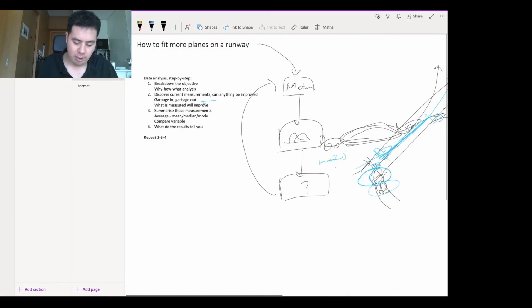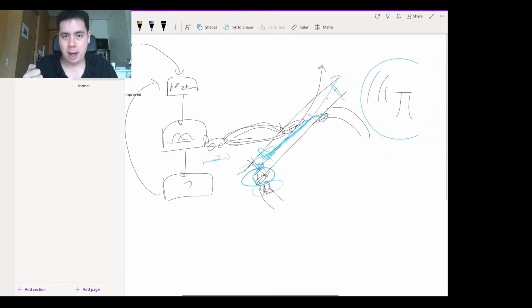So whatever you measure will improve. If you start timing pilots on how long they're spending lining their planes up on the runway, pilots will spend less time lining their planes up on the runway. Most of that's good, but there are some considerations: not all data analysis is the same.